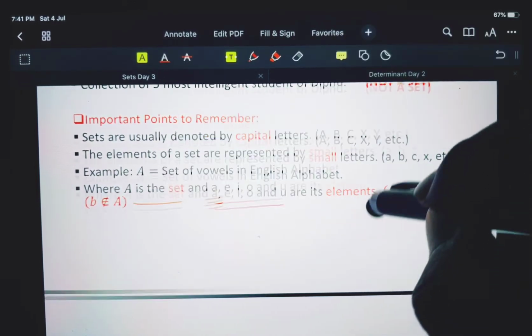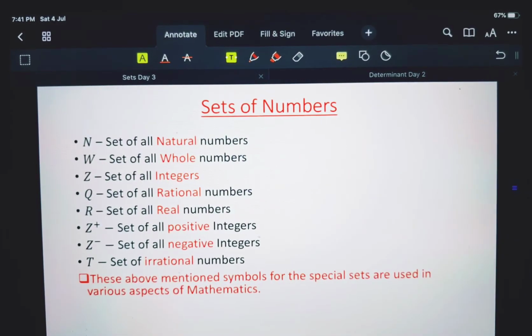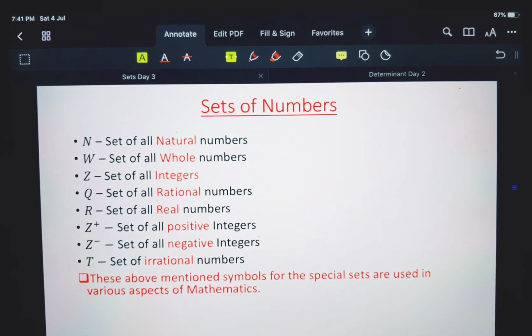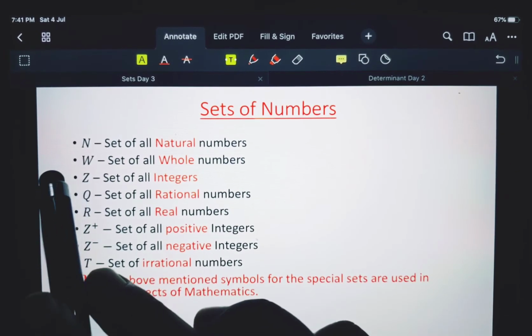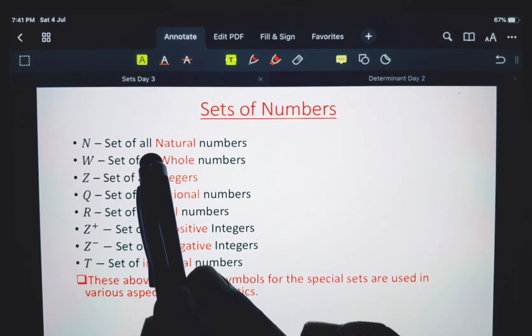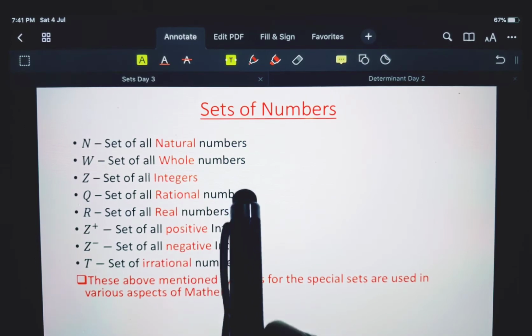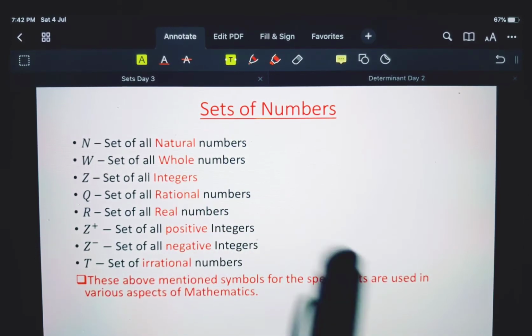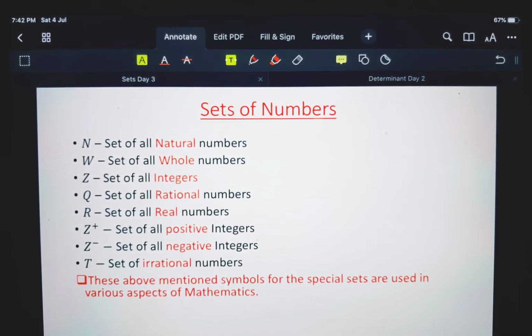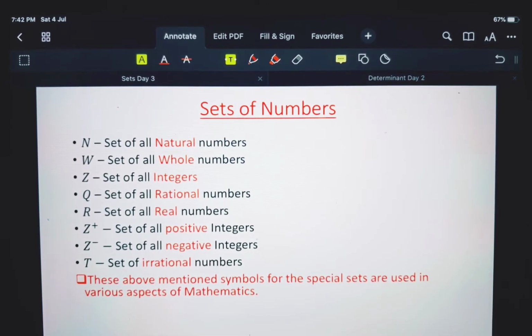So what does the next slide say? It says sets of numbers. So there are various sets of numbers. First, N signifies the set of natural numbers. W signifies the set of whole numbers. So natural numbers start from 1, 2, 3, 4, 5, 6 and go on like that. Whole numbers start from 0, 1, 2, 3, 4, 5, 6 and go on like that.